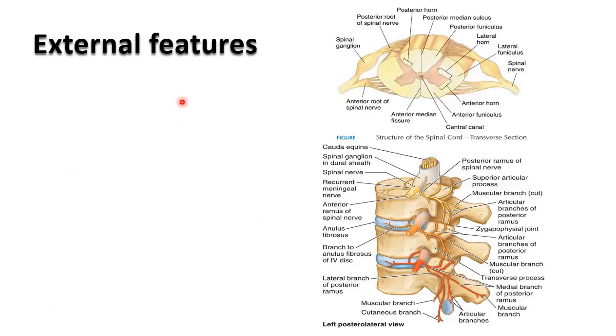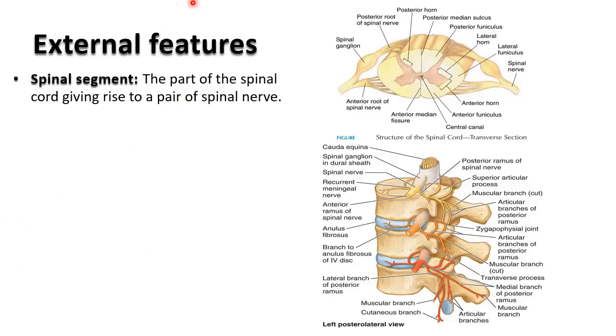So we have discussed some of the external features. Now continuing with the external features, what is a spinal segment? The segment of the spinal cord which gives rise to a single spinal nerve is called the spinal segment. It is formed by the union of the dorsal root, which possesses a ganglion, the dorsal root ganglion, and the ventral root. Both these roots unite to form the typical spinal nerve, which emerges from the intervertebral foramen.